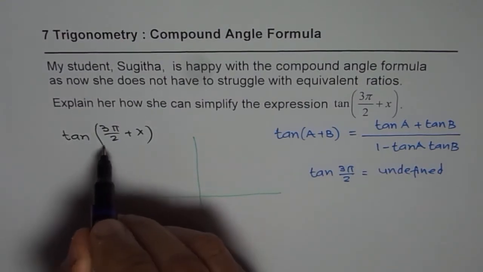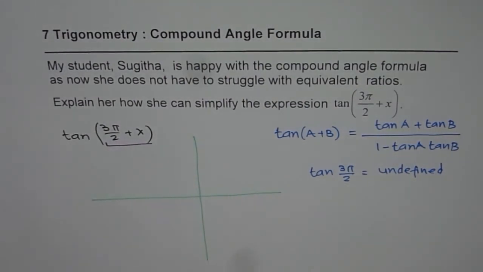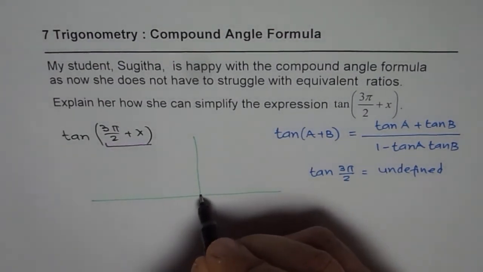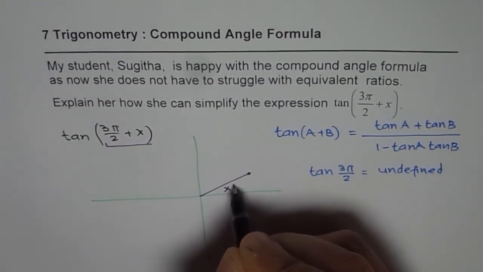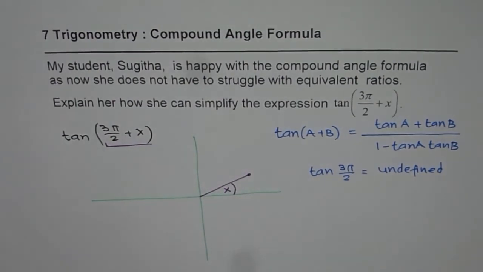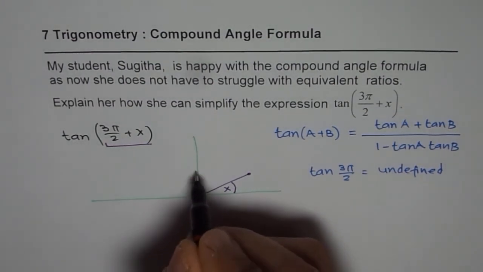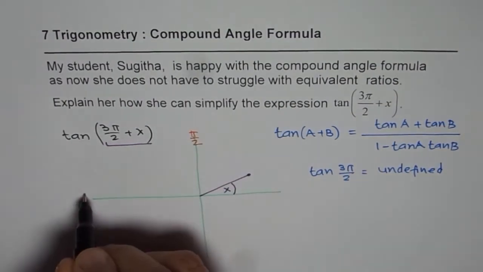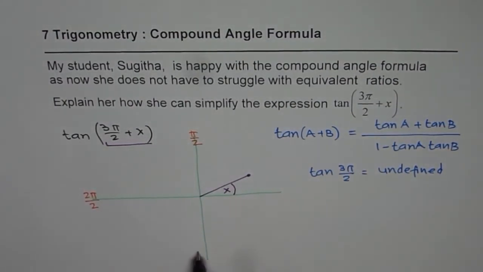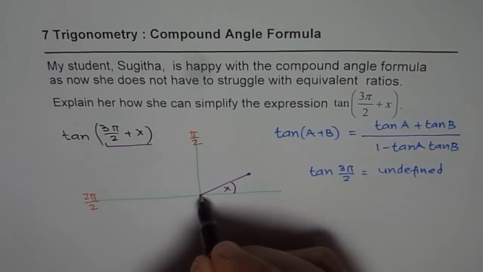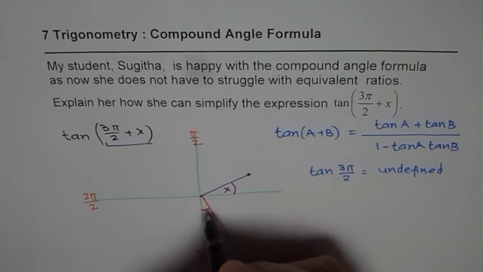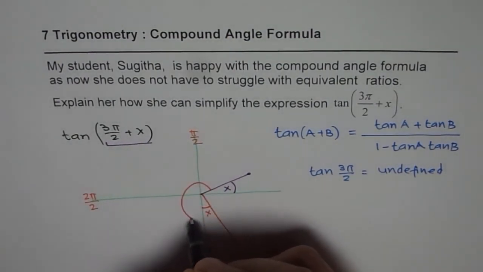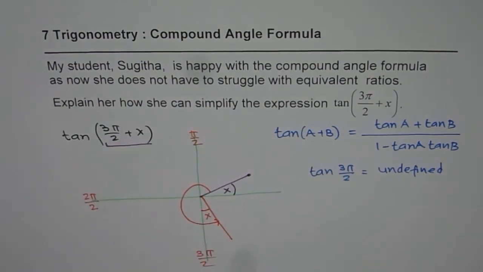One is, let's figure out where this 3 pi by 2 plus x is. So what we will do is, we will assume x to be an acute angle. Let us say x is this acute angle, right? Now when I say 3 pi by 2 plus x, so we know this is 1 pi by 2, right? This is 2 pi by 2 and this is 3 pi by 2 here, right? When I say 3 pi by 2 plus x, that means we are somewhere here, right? So that angle is x, and this whole from here to here is 3 pi by 2 plus x. Correct? You agree with me, right?